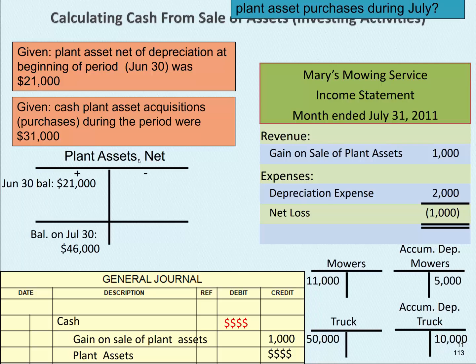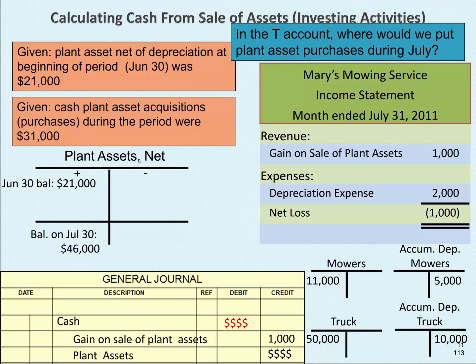We need some more information. Cash plant asset acquisition, so our purchases of plant assets during the period, was $31,000. Where in the T account would we place acquisitions? That would go on the plus side. And now notice I'm labeling it to make it easier to remember where these numbers come from.